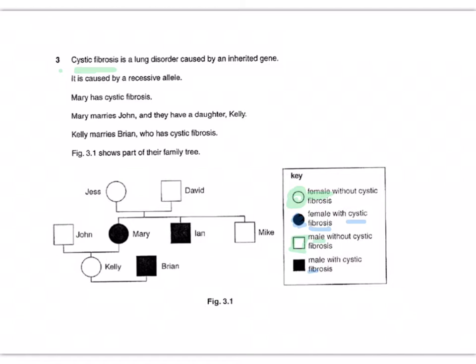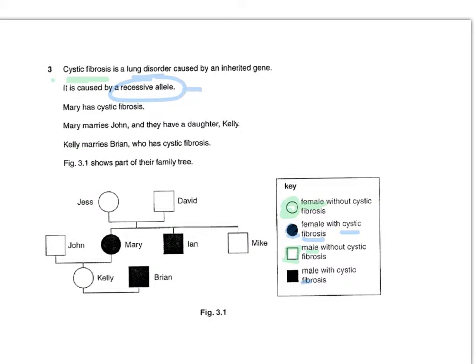Let's read through the question. Cystic fibrosis is a lung disorder, and it is caused by a recessive allele. So it means that you need 2 of the allele for the trait to be expressed. Okay, so the genotype most likely will have 2 recessive alleles. This question says, Mary has cystic fibrosis. So let's identify where Mary is. Okay, Mary marries John, and they have a daughter, Kelly, with no cystic fibrosis. But Kelly marries Brian with cystic fibrosis. This shows part of their family tree.